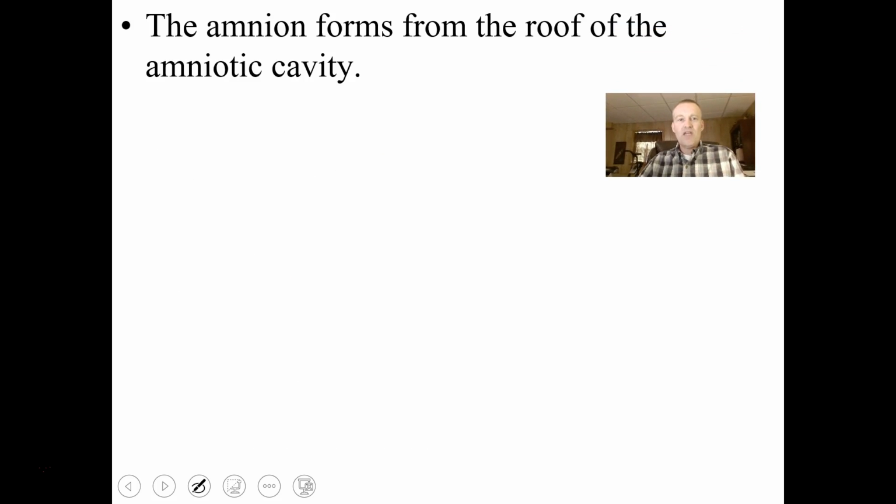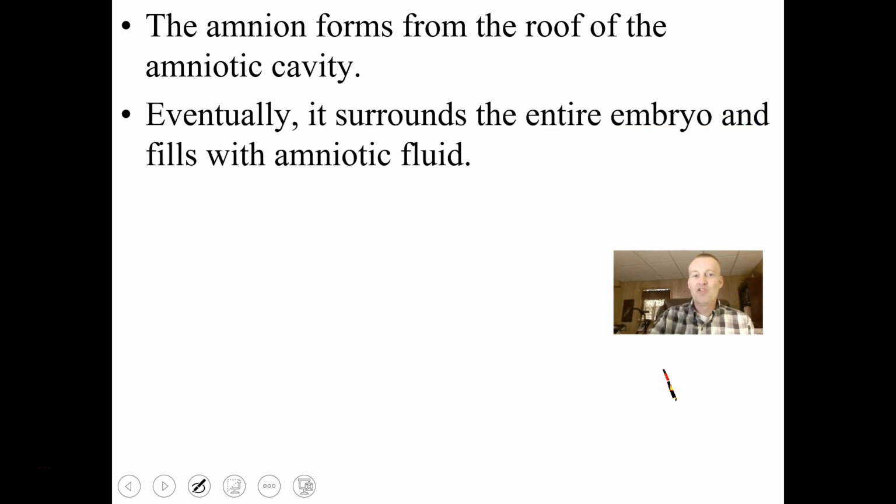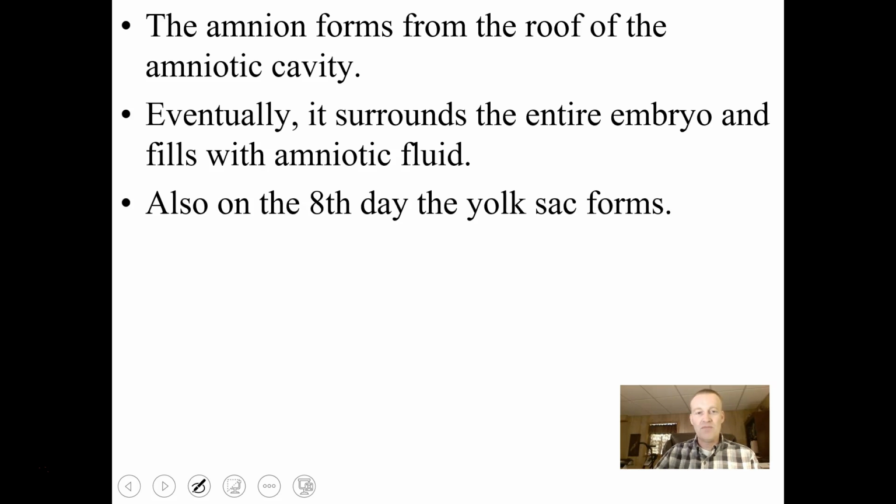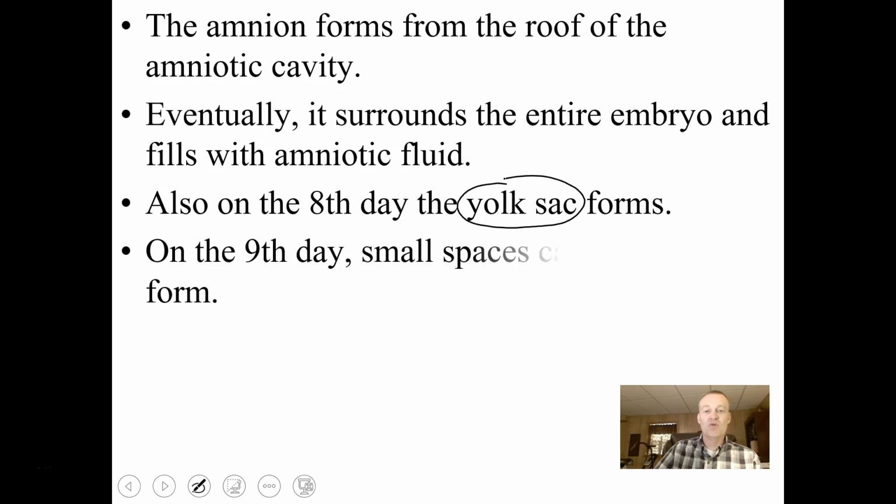So the amnion roof forms the roof of the amniotic cavity. Eventually it surrounds the entire embryo, as I showed you just a second ago, and it fills with amniotic fluid. Also on the 8th day, there is a yolk sac that will form. The yolk sac is kind of cool. In a chicken egg, the yolk sac is stored nutrients that feeds the chicken as it goes through development, because there's no placenta since they're inside of an egg. Your yolk sac, one of its jobs is going to form blood vessels pretty early on.